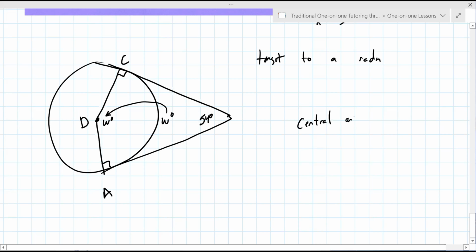You might say, well, how does that help? Well, this is a quadrilateral, so we know the 4 angles must add up to 360. So W plus 90 plus 90 plus 54 equals 360.